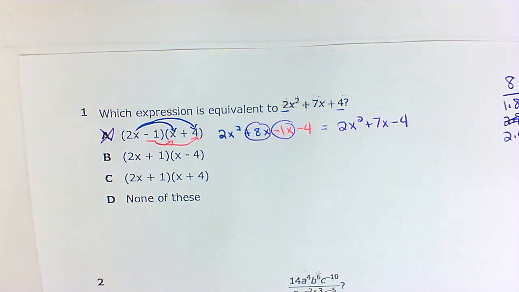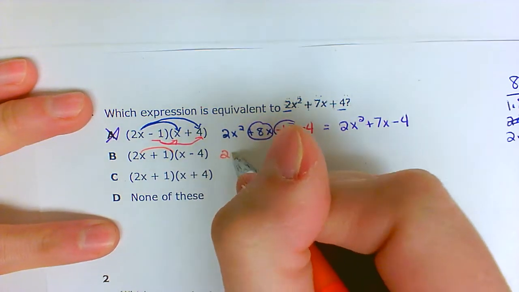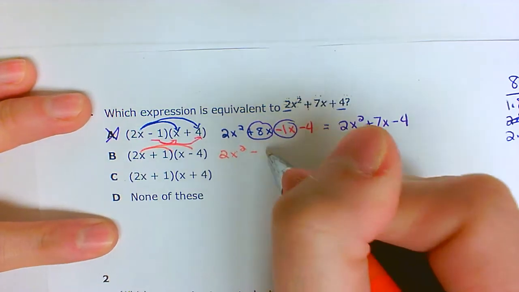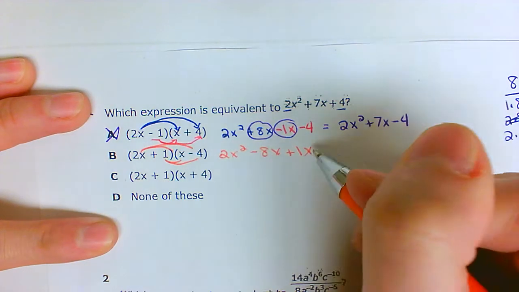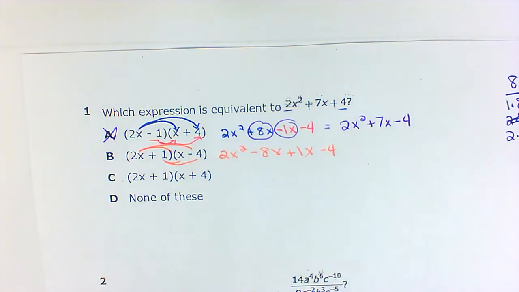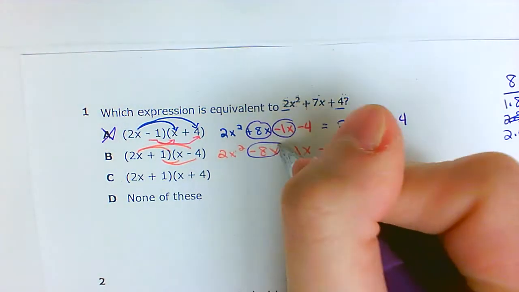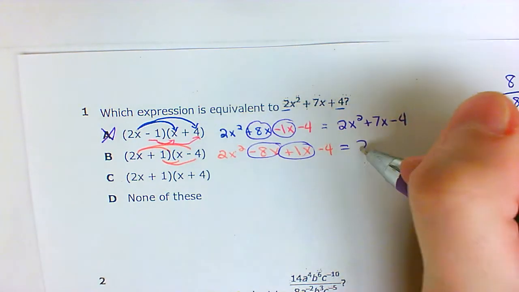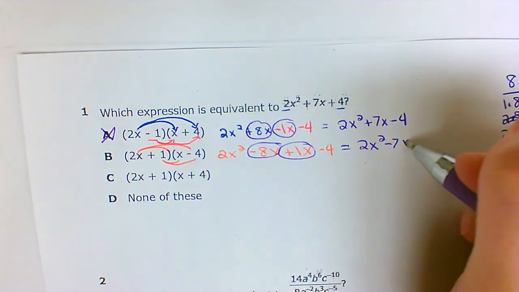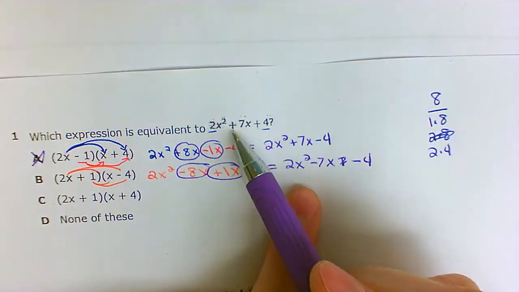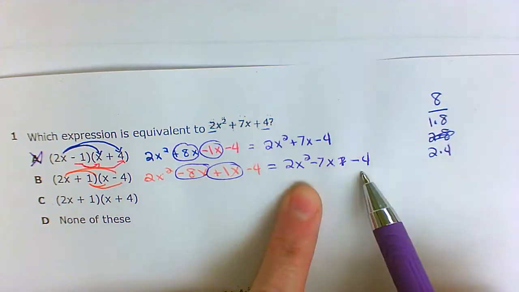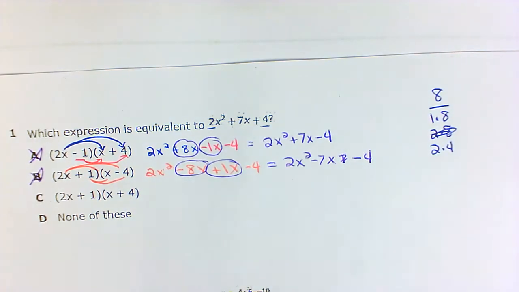And I'm going to go a little bit faster throughout the rest of these. So when I multiply this one, that gives me 2x squared. That multiplies, that's negative 8x. That one multiplies, that's positive 1x. And that one gives you negative 4. So this time when I combine the like terms, those two in the middle, this gives me 2x squared minus 7x minus 4. So this one is wrong because it has the wrong signs for the 7 and for the 4. So automatically B can't be it.